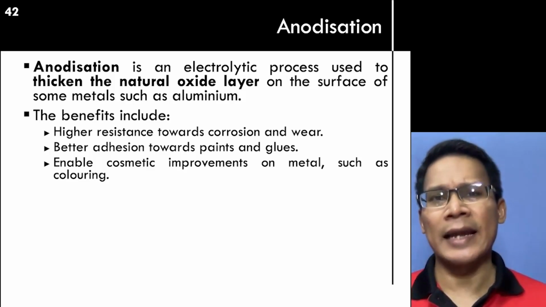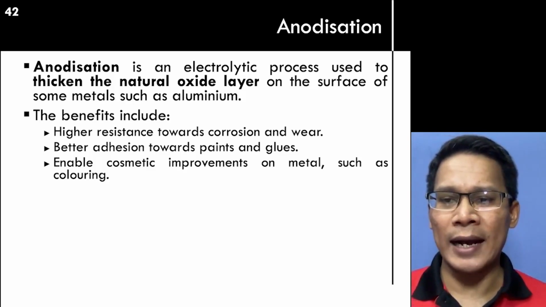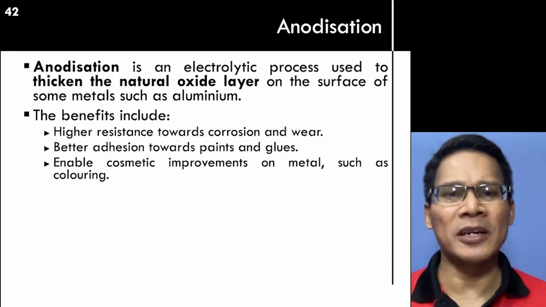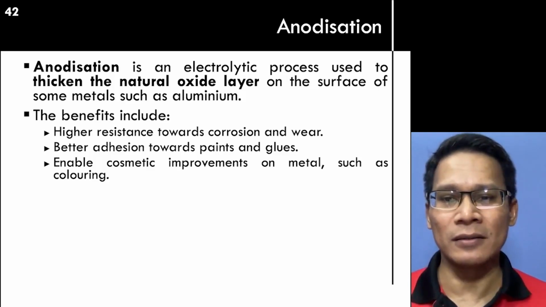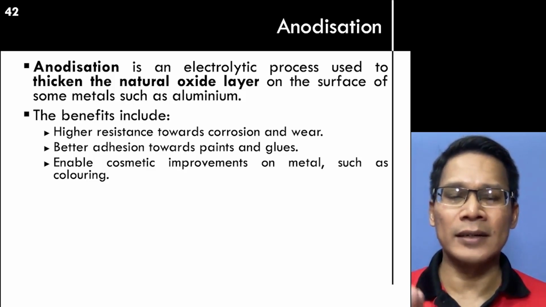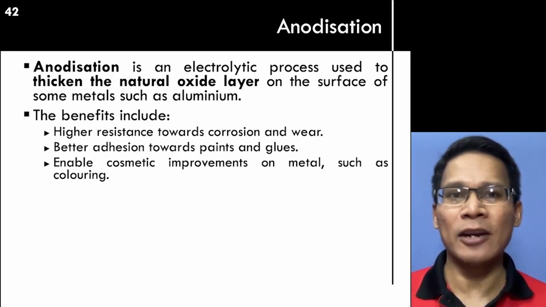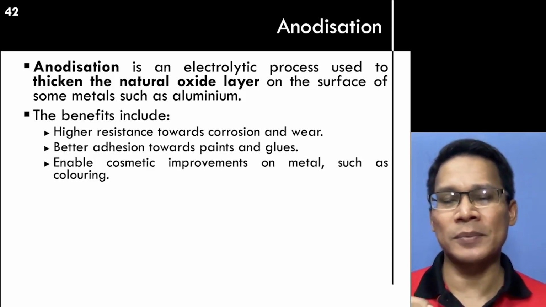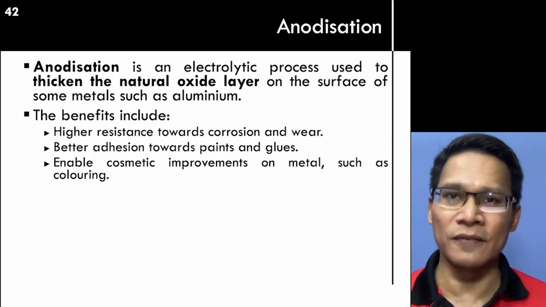Now, some metals like iron are not suitable for anodization. When iron oxide covers the surface of iron, it will not be of much use since iron oxide, or rust, is very brittle. Aluminium oxide, however, forms a tough layer that can protect aluminium. The oxide layer from the anodization process is usually porous. This enables substances such as paint and glue to attach more strongly to its surface.